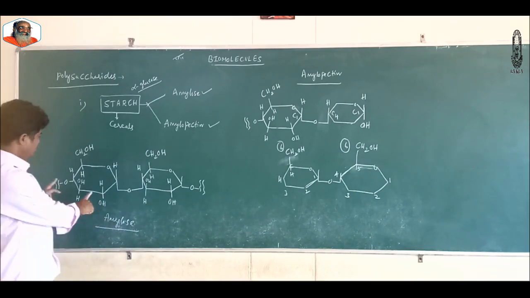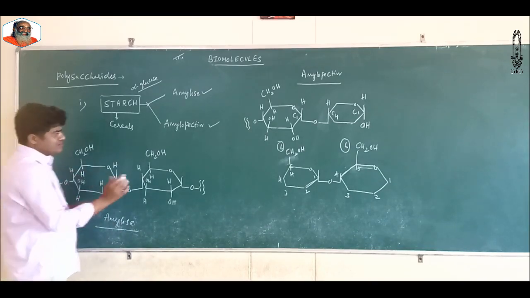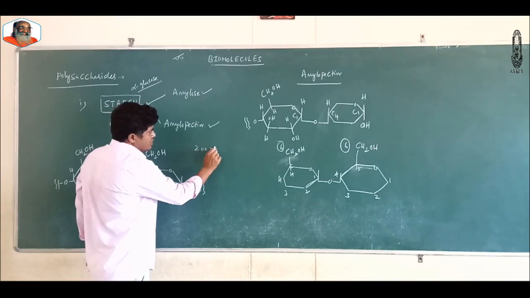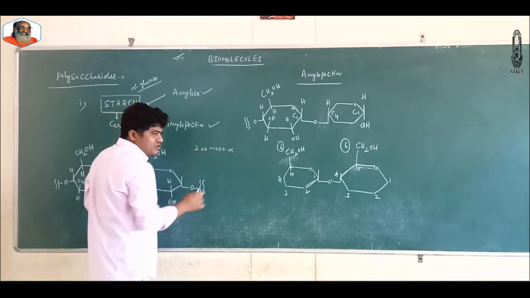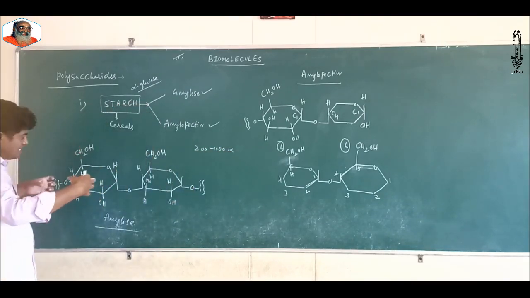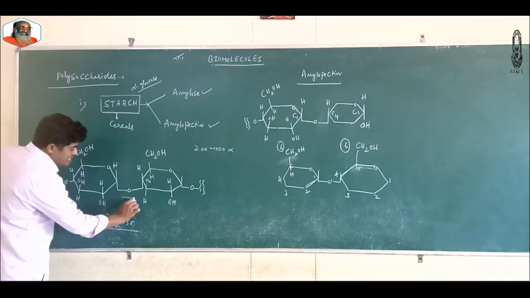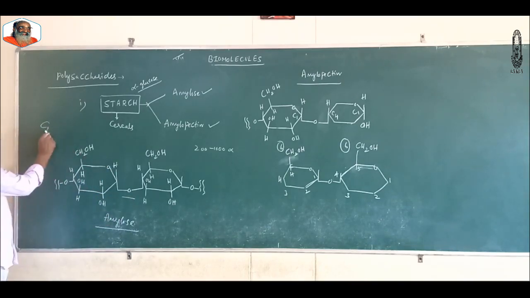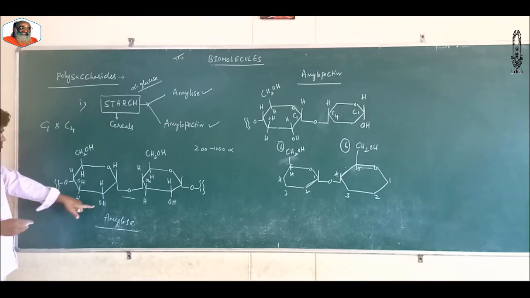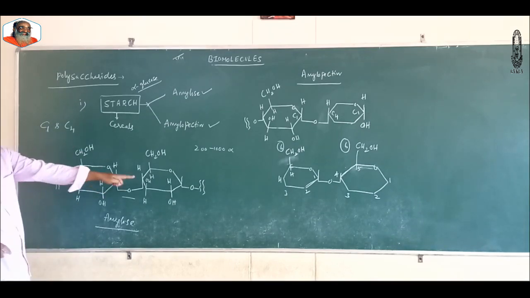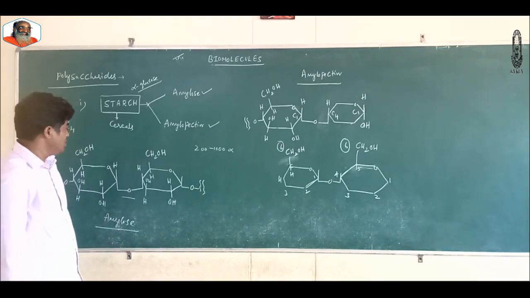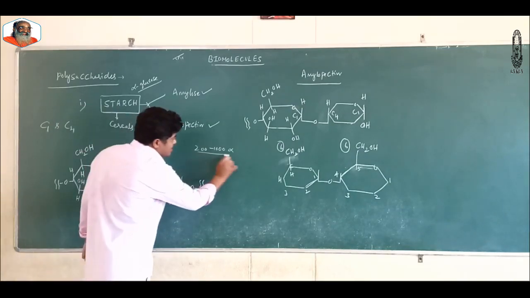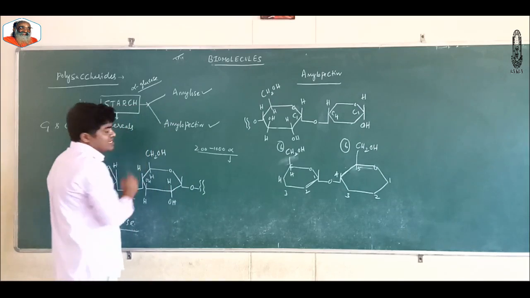Amylose is nothing but nearly 200 to 1000 alpha D glucose units. They are held by glycosidic linkages between C1 of one alpha D glucose and C4 of another alpha D glucose. And we want to discuss some important characteristics regarding amylose.